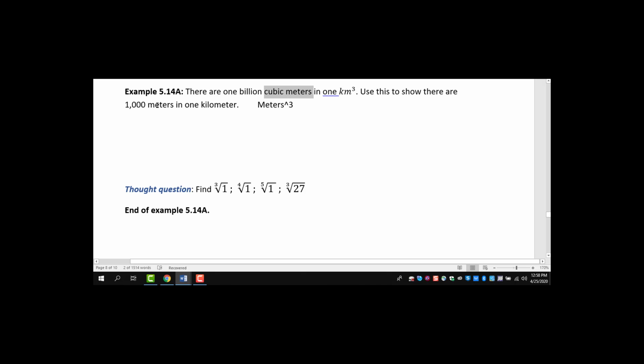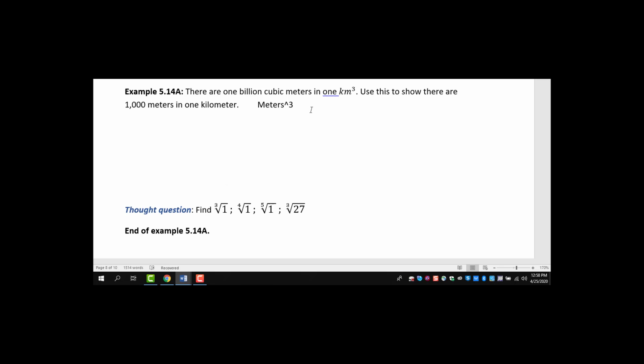Use this to show that there are 1,000 meters in 1 kilometer. This one is pounds per dollar, and this one is dollars per pound. Cross multiply and divide, and here we have 1 billion, which is 1 times 10 raised to the 9th power. Most of these unit rates in the last example are reciprocals of each other, 3/5. Here's the kilometers cubed, I mean 3/5 meters cubed. When you do it the other way, this is pounds per dollar, and that's dollars per pound.